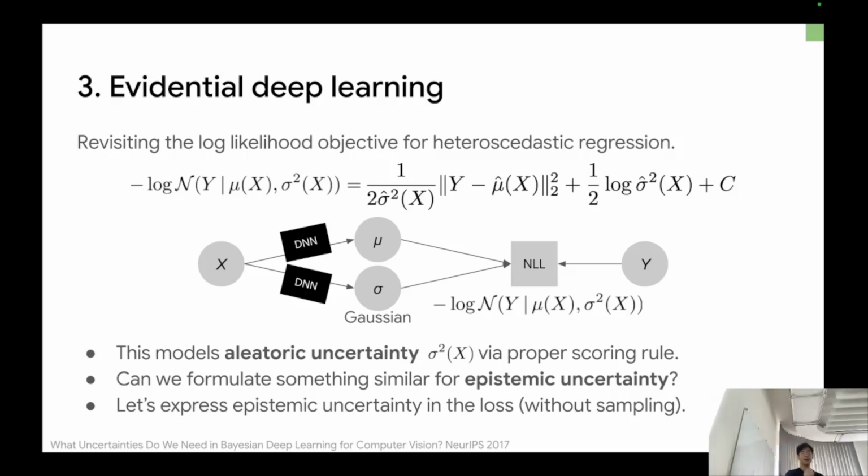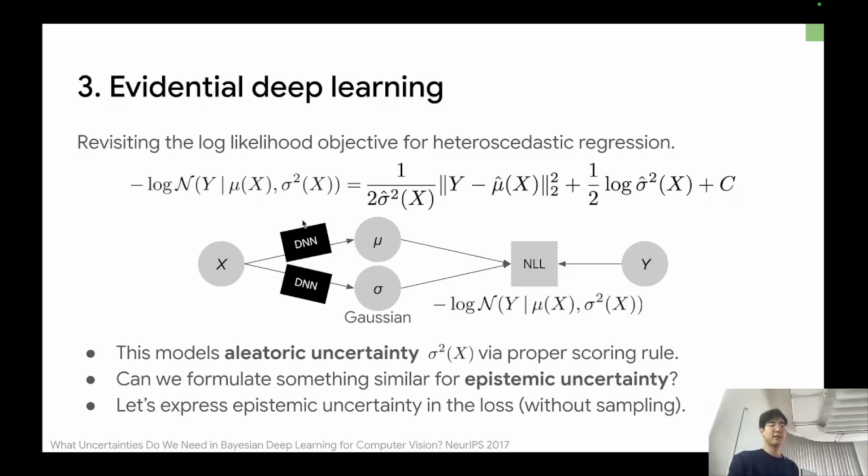Now we have not necessarily a decomposition, but independent estimation of aleatoric and epistemic uncertainty separately within a nice computational graph, a single computational graph. So let's revisit the log likelihood objective for heteroscedastic regression. You have negative log likelihood given by the two terms, right? You remember. And the computational graph looks like this.